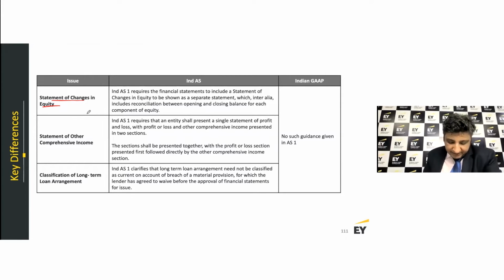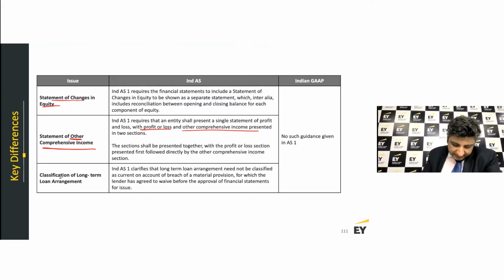Similarly, you have other comprehensive income, the below the line portion, which was not there under AS 1, where we only used to prepare a P&L account or profit and loss account. Here we have the components of both profit or loss and also other comprehensive income as a part of the same statement, which is the statement of profit or loss.